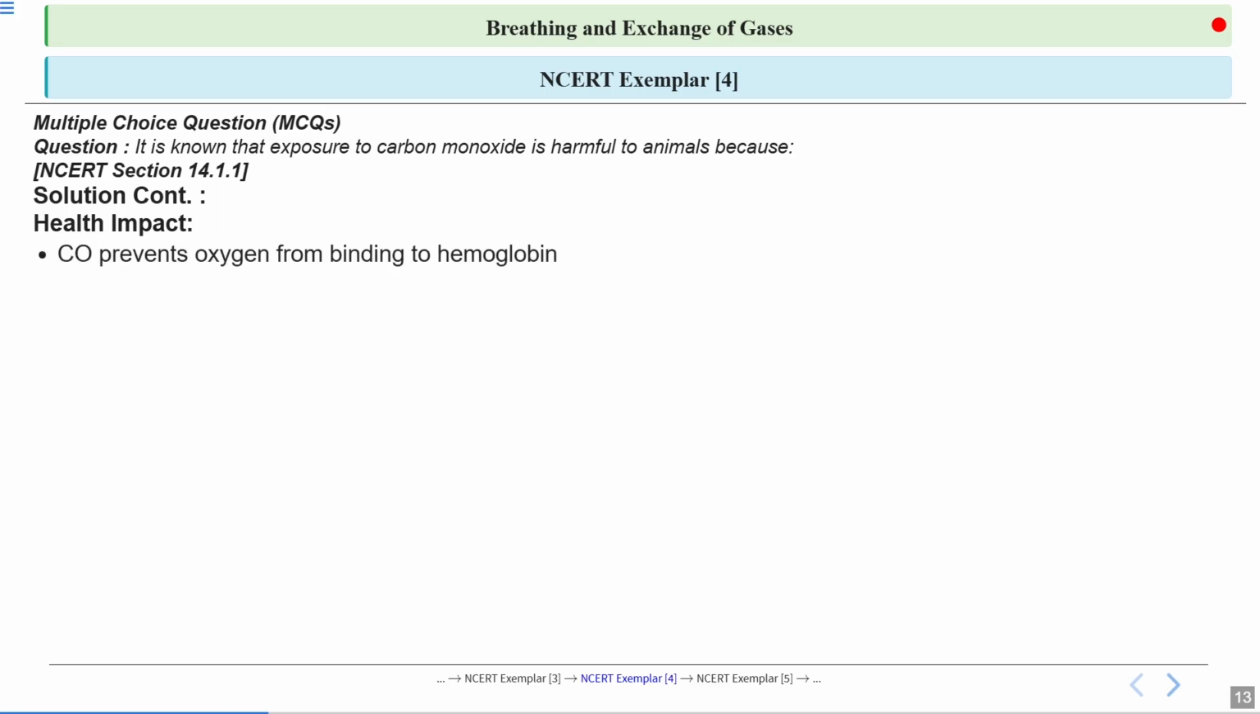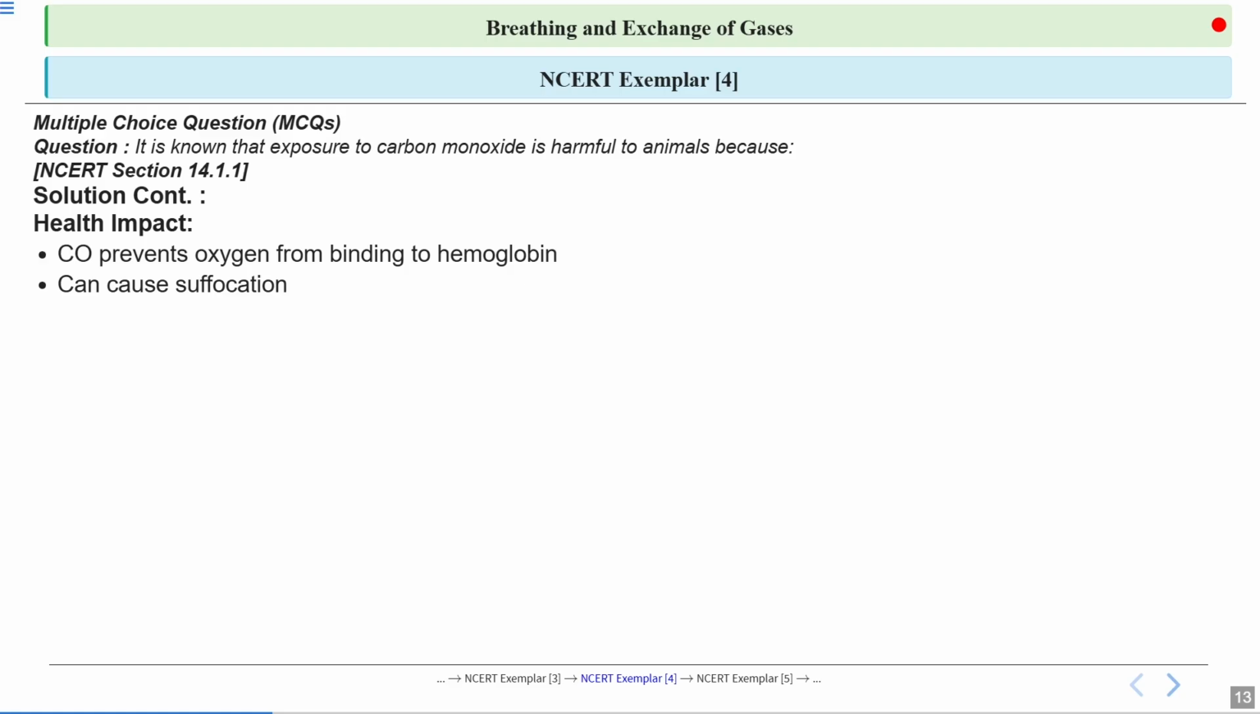So carbon monoxide prevents oxygen from binding to hemoglobin. It will not allow further oxygen to bind with the hemoglobin, right? So it can cause suffocation because you require oxygen. Oxygen is there, but your hemoglobin is not free to take up that oxygen. It all got combined with the carbon monoxide.